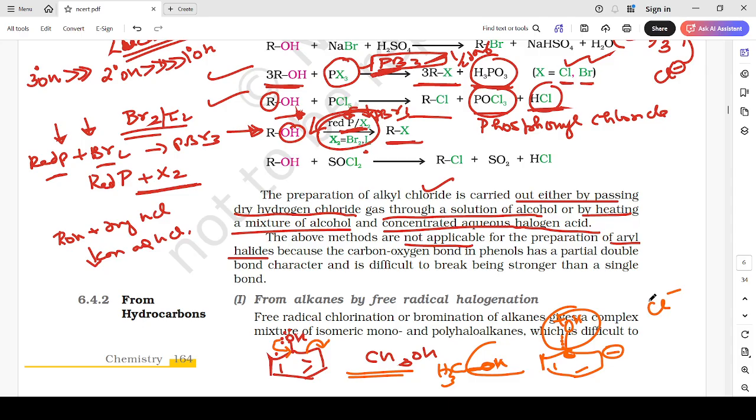Why you cannot synthesize chlorobenzene from phenol just by using HCl: because you create a partial double bond character which makes this bond strong. So it's not easy for you to break this bond. But in this case, there is no partial double bond, it's just a single bond here. So it's easy for you to replace the OH by Cl. Okay, yes, ma'am, I got it.